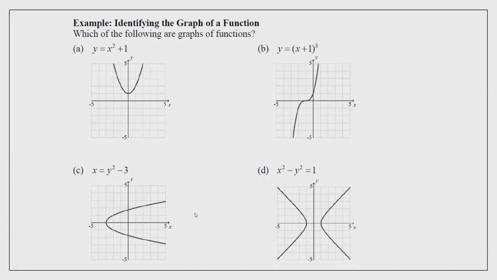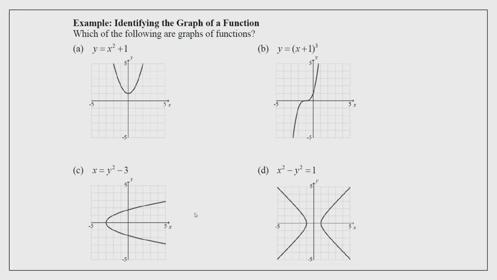So if we are given graphs, as you see here in our example, and we are told to determine whether the graph is a function, we can use the vertical line test. So we will be drawing vertical lines through the graph. The goal is to try and find a vertical line that touches the graph at more than one point. If that vertical line cannot be found, then we can say that the graph represents a function.